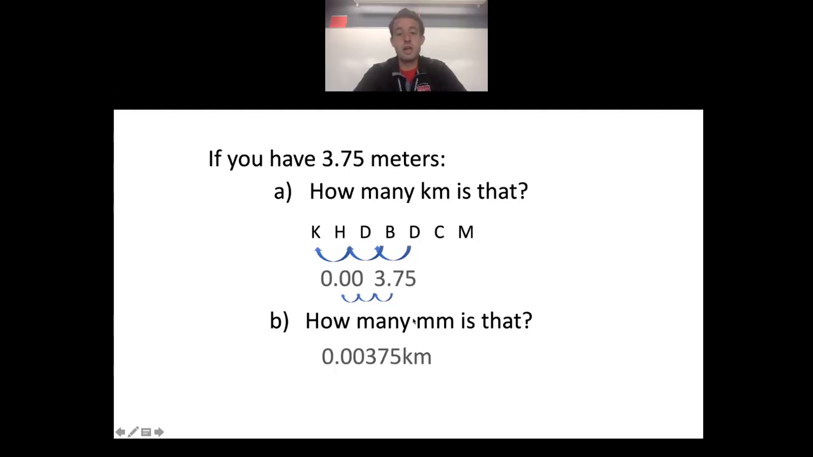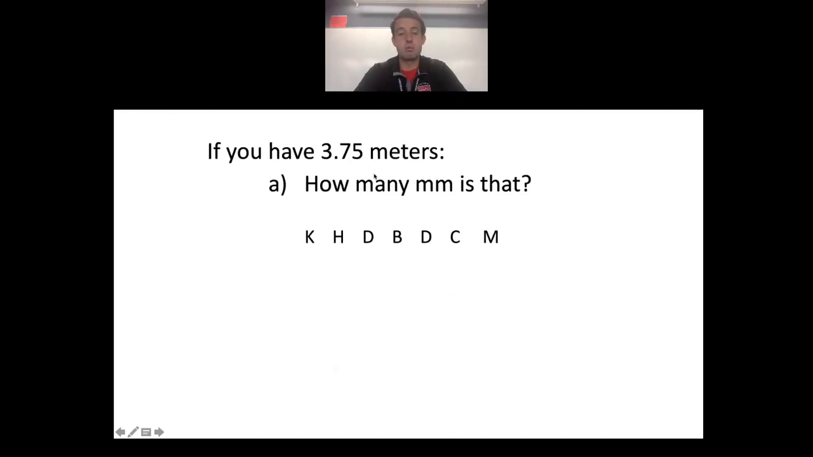The next question is, how many millimeters is 3.75 meters? So let's look at part B here. Now we're going the opposite way. So our number is going to start at 3.75. We're going to move the decimal 3 times, and it's going to become 1,000 times as big. So 3,750 millimeters is the same thing as 3.75 meters. So that's using the metric system to convert from one type of metric unit to another type of metric unit.